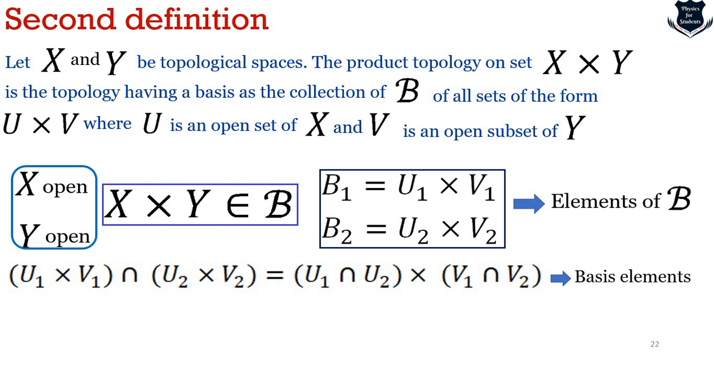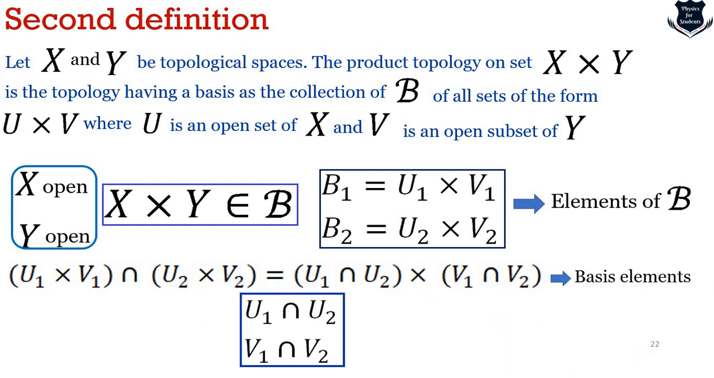Forms the basis of element of V. Then what happens? U1 multiplied by V1 intersection of this equals to this one is open, is a basis element, and it is open in X and Y. So what I'm trying to tell you is that the topmost condition of multiplication used in using the intersection forms the basis element. Why? Because of this one. U1 intersect with U2 and V1 intersecting with V2 are all open in X and Y.